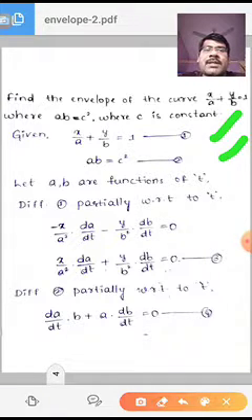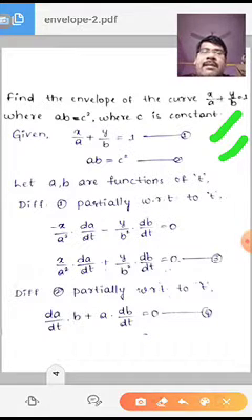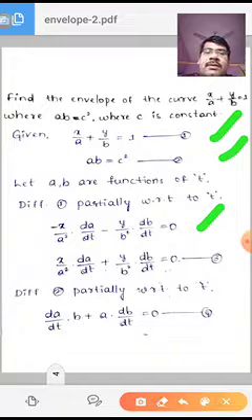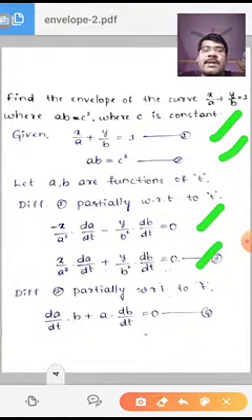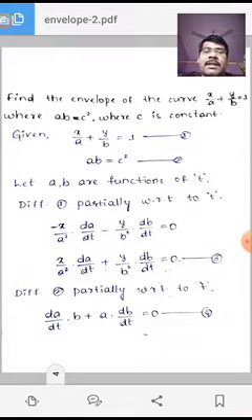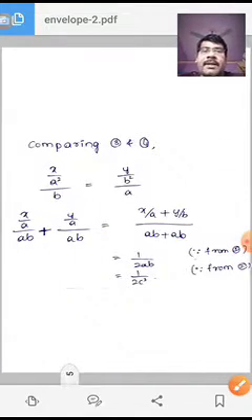Differentiate 1 partially with respect to t: minus x by a square dA by dt minus y by b square dB by dt equal to 0. Here the negative sign is common on both sides, so it goes to the right side, that is 0. Differentiate equation 2 partially with respect to t: dA by dt into b plus a into dB by dt is equal to 0, that is equation 4. Here from 3 and 4, comparing 3 and 4, x by a square by b is equal to y by b square by a.